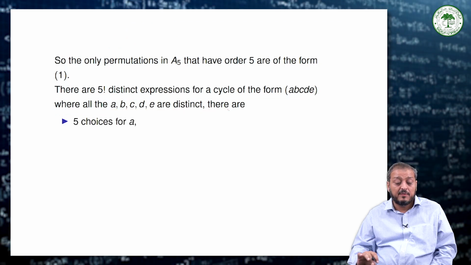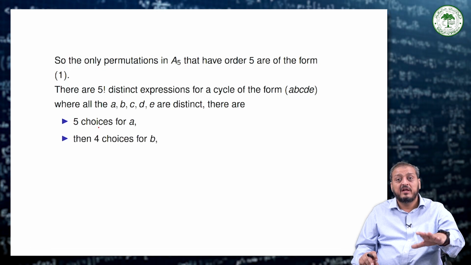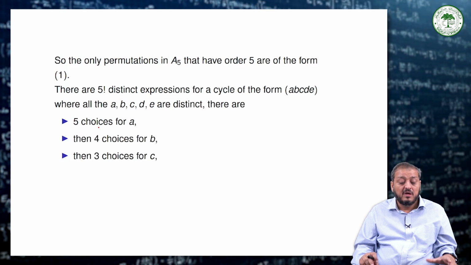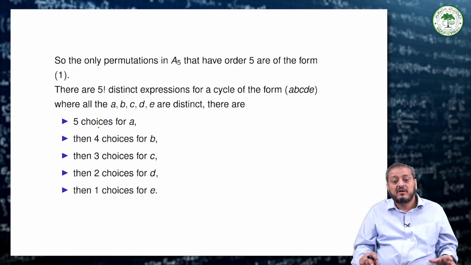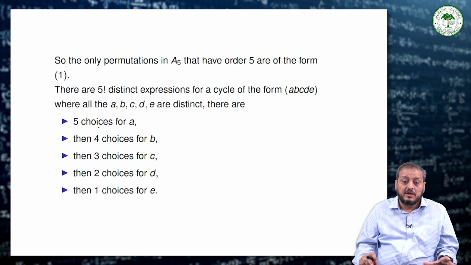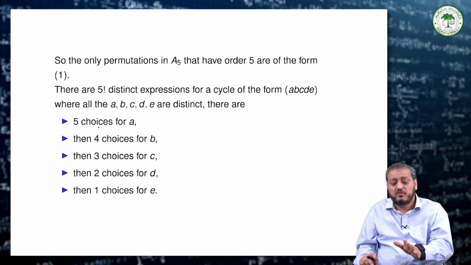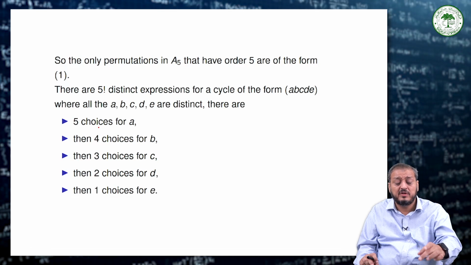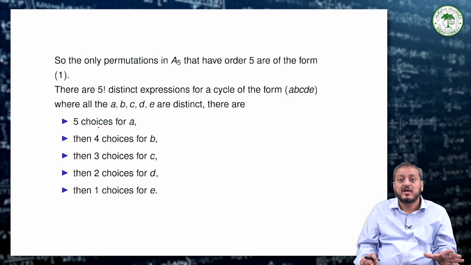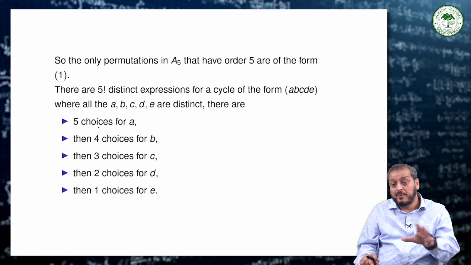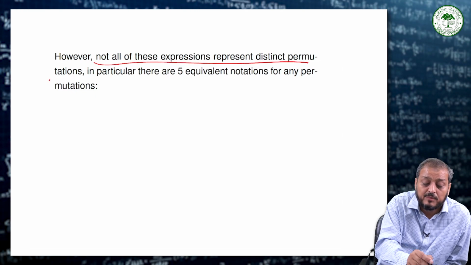So this means we clearly have 5 choices for A, then 4 choices for B, 3 choices for C, 2 choices for D, and 1 choice for E. So for E there is only 1 choice, for D 2 choices, and for C 3. So the total number of distinct expressions of a cycle of this form is 5 factorial. However, not all these expressions represent distinct permutations.